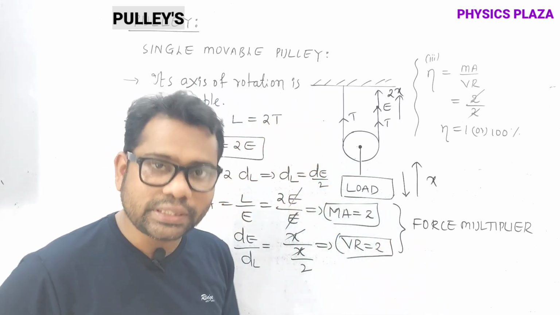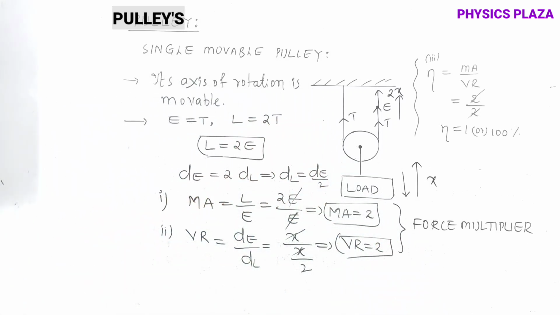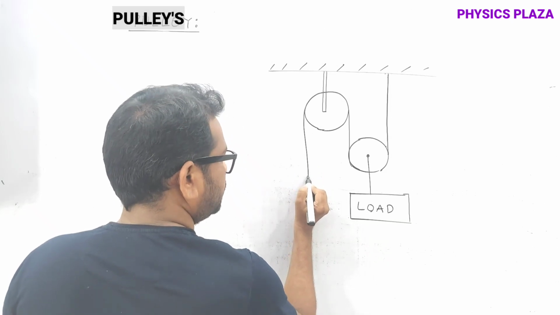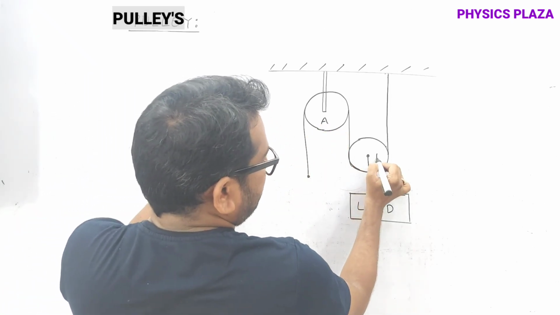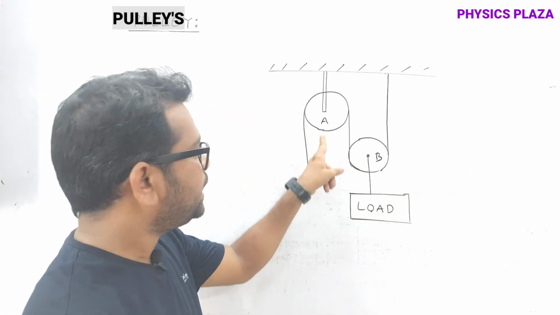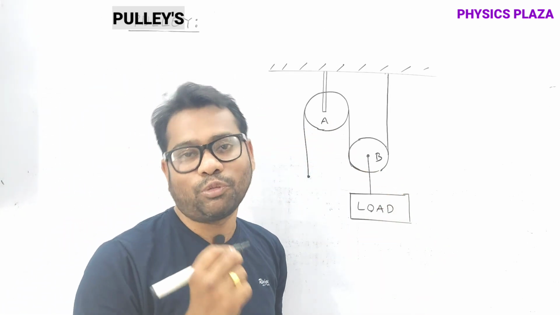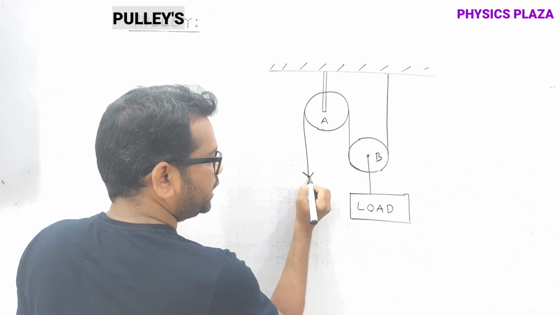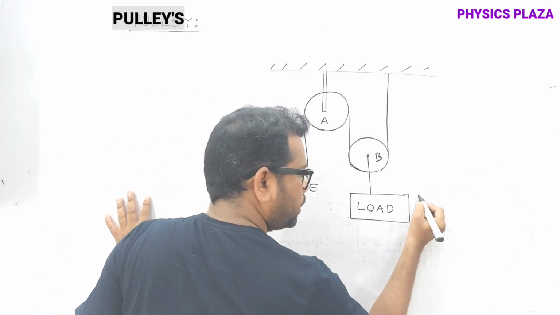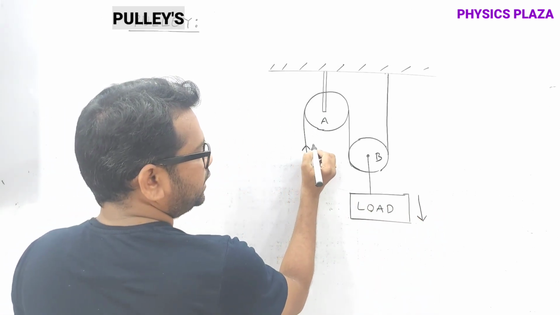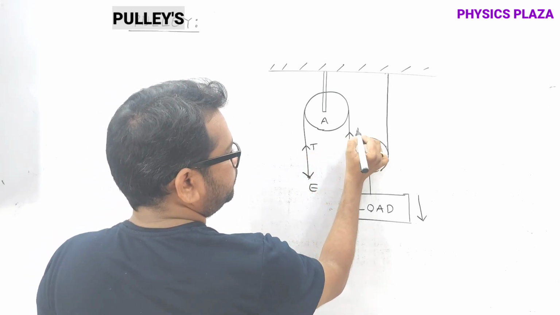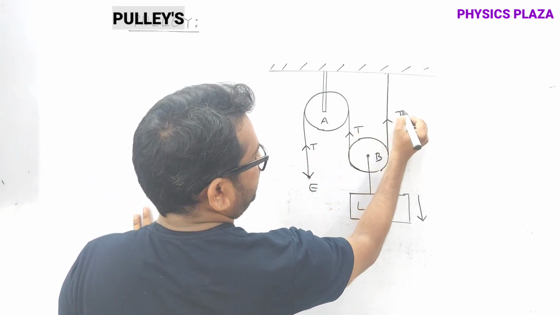Just copy this. Now we see that, yes, this is how it will be. Children, let us name it as A and B. Children, what is A and what is B? A is a single fixed pulley, B is a single movable pulley. So now this is the point where we apply the effort. Children, load direction is always downward only. And here tension will act upward, here tension will act upward, here tension will act upward.